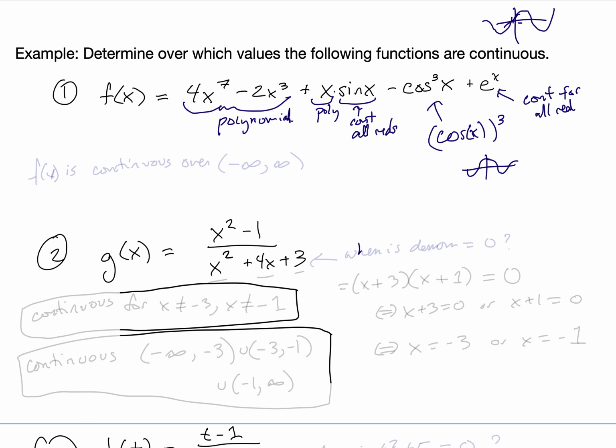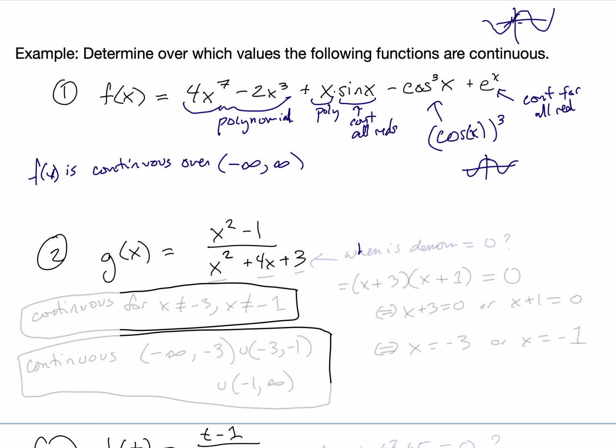So each component of that function is continuous for all real numbers, and we don't have any situations where we could be dividing by 0 or doing something funny. So f of x is continuous for all real numbers. We could write for all real numbers, or we could write over the interval from negative infinity up to positive infinity.